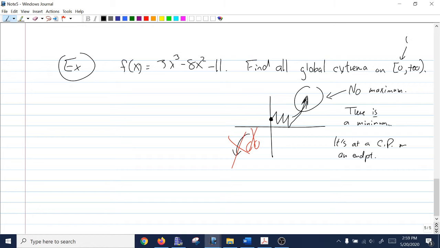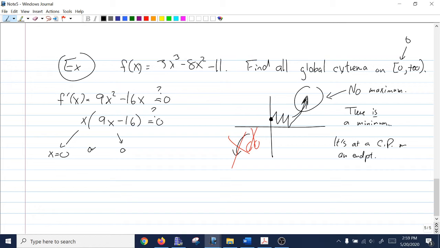Our endpoint is 0. What are our critical points? Let's take the derivative. F prime of x is 9x squared minus 16x. When does that equal 0? I've got it factored: x times (9x minus 16). That's at x equals 0, or 9x minus 16 equals 0. That's 9x equals 16, so x equals 16 over 9.